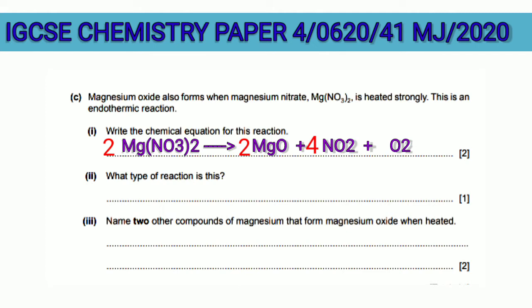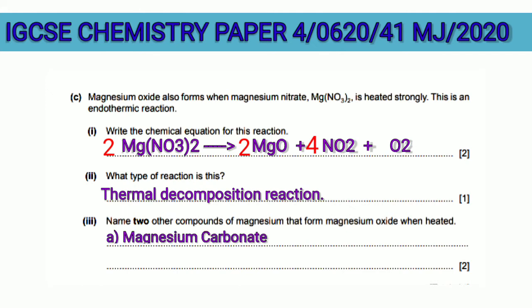Question C2. What type of reaction is this? Since magnesium nitrate is heated strongly and it decomposes, the type of reaction is thermal decomposition reaction. Next is C3. Name two other compounds of magnesium that form magnesium oxide when heated. And the compounds are magnesium carbonate and magnesium hydroxide.